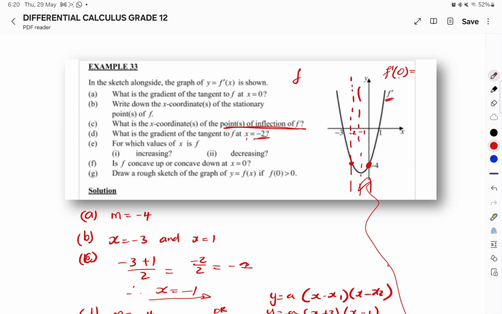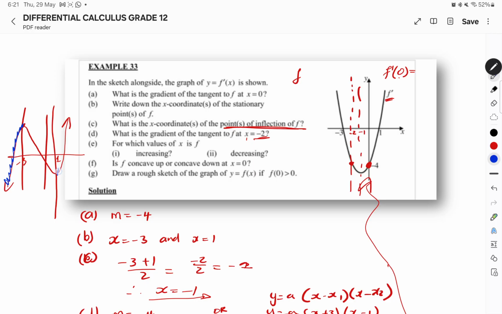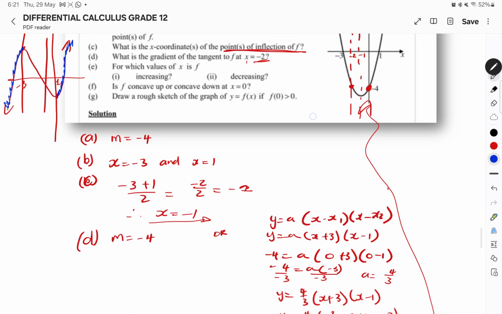For which values of x is f increasing? The original is increasing, not this one. The original. Where is the original increasing? Now, what I like to do is check the graph. It's concave up, so it's a positive graph. So we know that our graph was probably just going like this, where this was negative 3 and this was positive 1. So the graph of f is increasing up until the turning point and also after the 1. So that's where it's increasing.